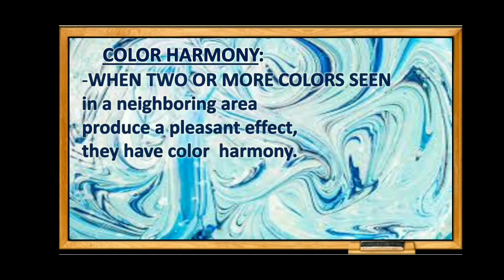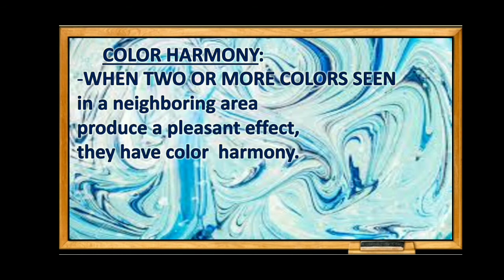Now let's proceed to color harmony. Color harmony is when two or more colors seen in a neighboring area produce a pleasant effect. There are four principles in selecting color harmony. A is order. By this principle, colors are chosen at regular spacing on the color chart. B is familiarity. Two similar sequences of color will be more harmonious or more familiar to the observer. For example, a yellow mango with a green leaf is more appealing than a red mango with a green leaf.